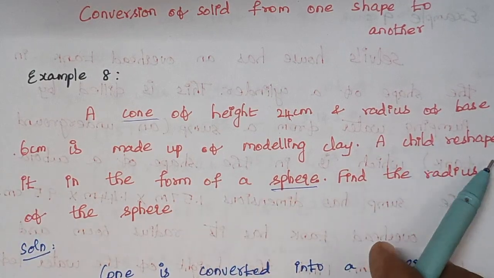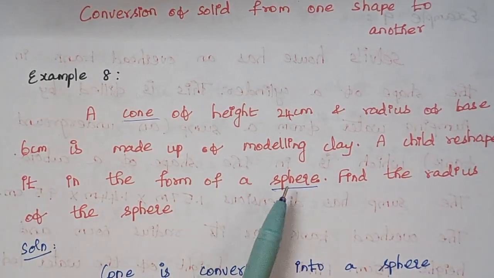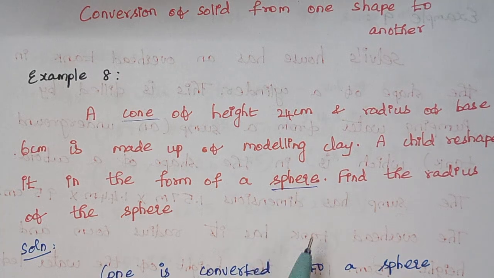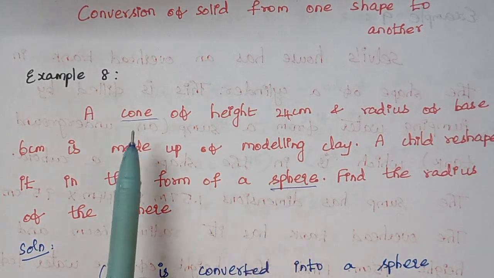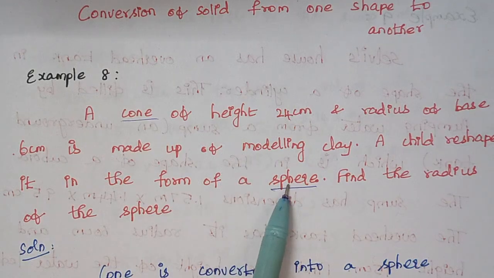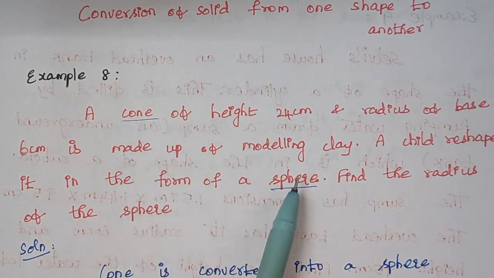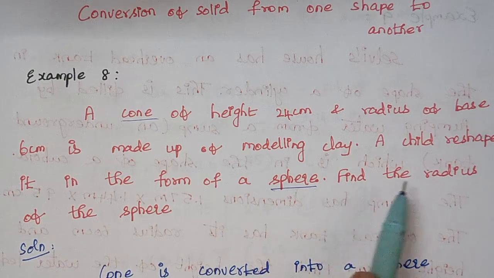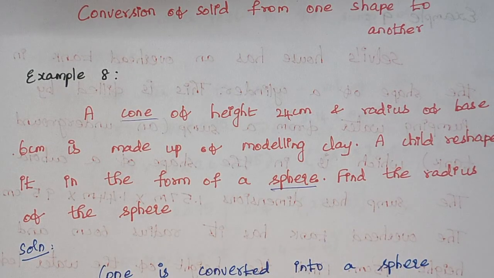Next, a child reshapes it in the form of a sphere. Now, a child is going to modify this cone into a sphere, right? So this cone is converted into a sphere now. So find the radius of the sphere. We have to find the radius, right?